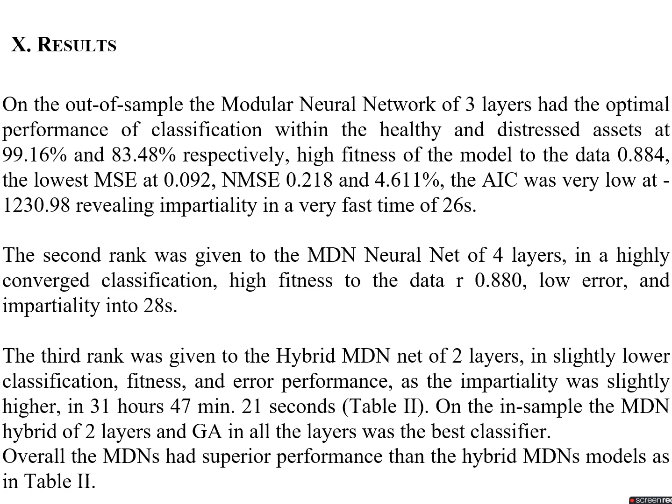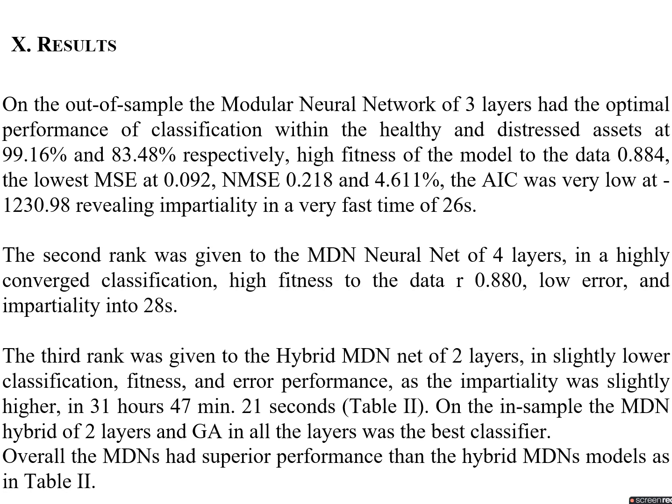On the results, on the out of sample, the modular neural network of 3 layers had the optimal performance of classification within the healthy and distressed assets at 99.16% and 83.48% respectively. High fitness of the model of the data had an R of 0.88. The lowest mean square error was 0.092. Net mean square error was 0.21.